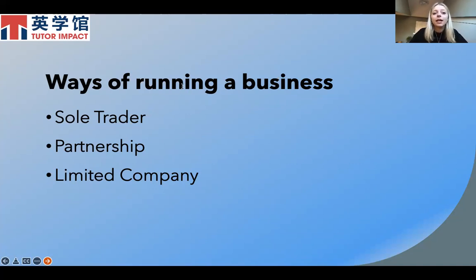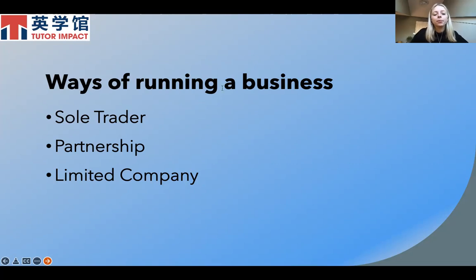The second one here is a partnership. That occurs where two or more people run and own a business together with a view to make a profit. So it is a bit similar to the sole trader, but instead of just one person in control, there are two or more working together to run the business. It's slightly different, but similar in the sense that it's just people running the business.